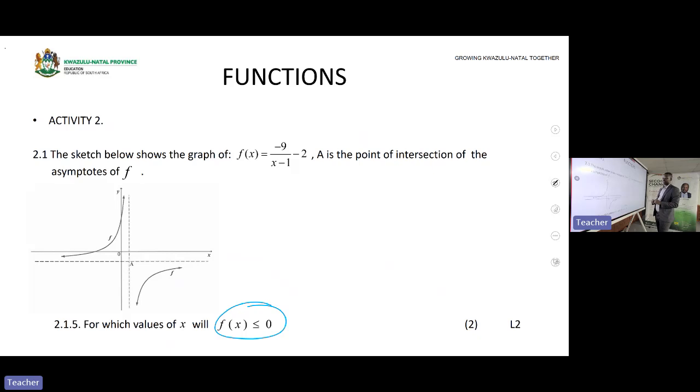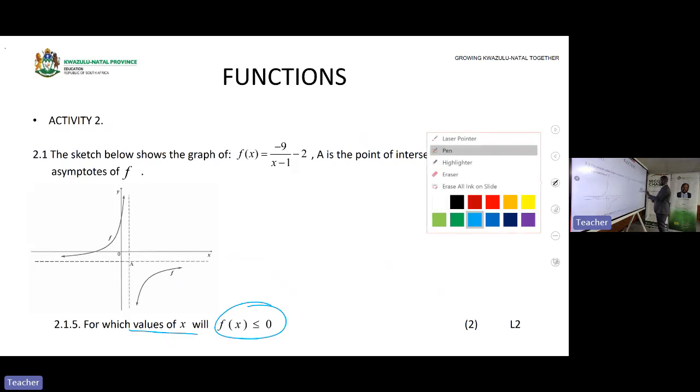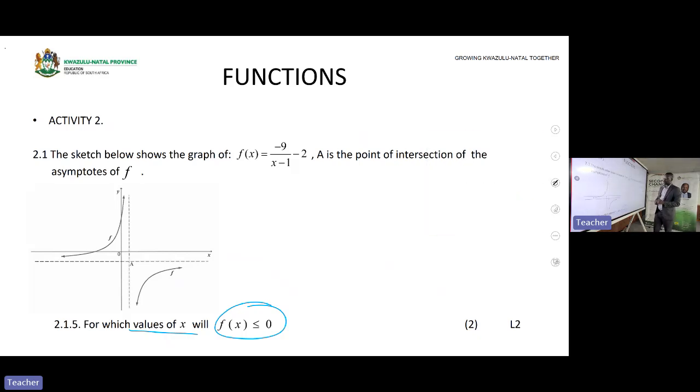So it's a very simple question. You just have to go to your graph and look where f is less than or equal to 0. The question is asking for which values of x will f at x be less than or equal to 0. So ours is to know what is something that is less than 0. What do we call that thing? We call it a negative value.